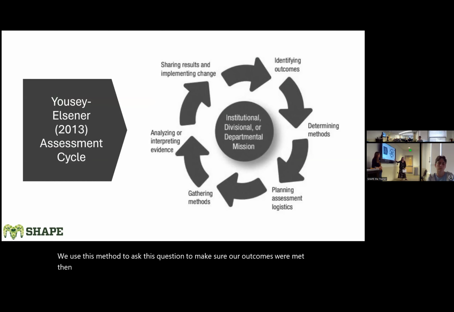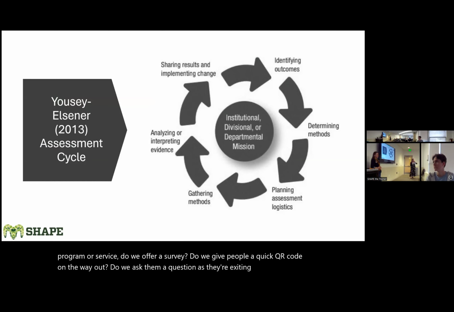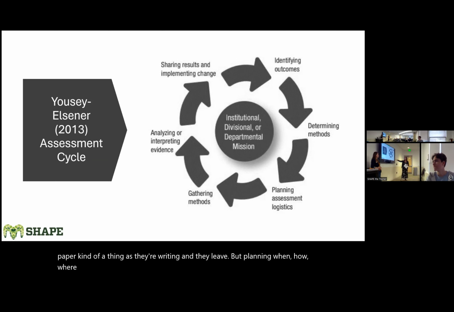Then we plan, how are we going to do that? So thinking about, at the end of a program or service, do we offer a survey? Do we give people a quick QR code on the way out? Do we ask them a question as they're exiting, like a 1-minute paper as they're writing and they leave? But planning when, how, where, why are we going to do it? And then gathering methods, that's the doing of it.